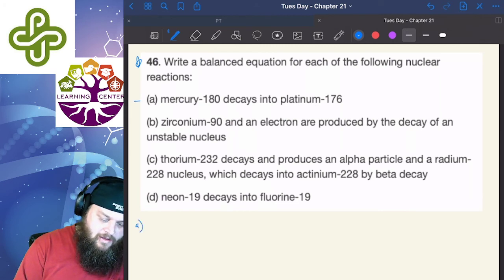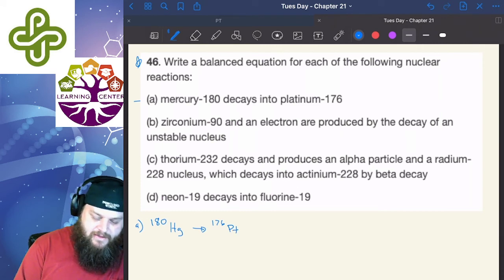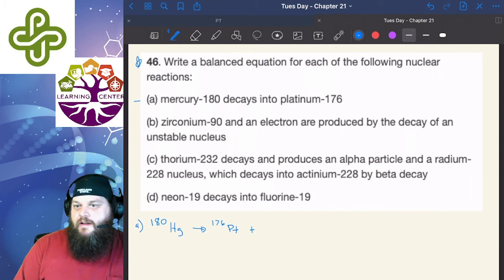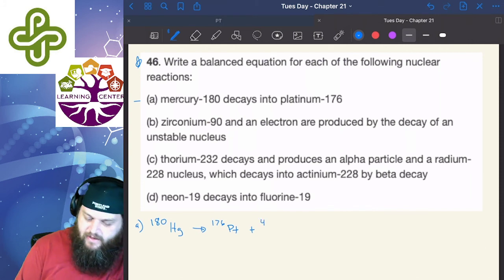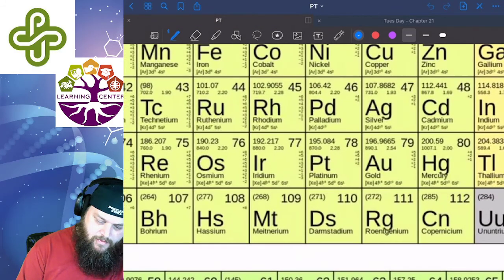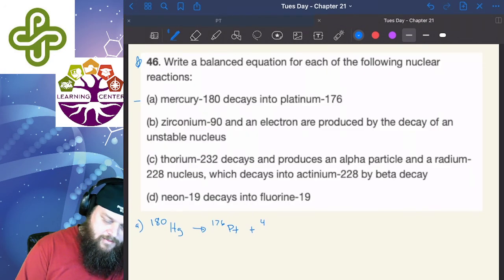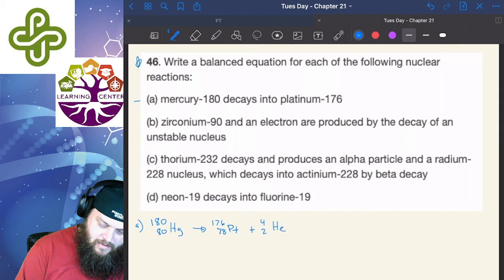For part A, we have mercury-180 that decays into platinum-176. I could already see from the difference in the nucleons that there are 4 differences there. From platinum to mercury, the difference is 2, from 80 to 78. So this tells me it's probably a helium decay.